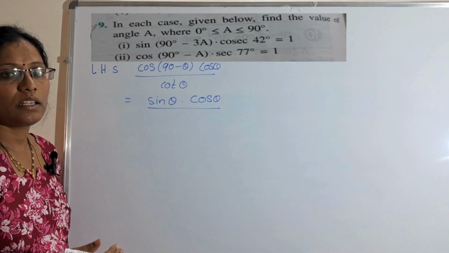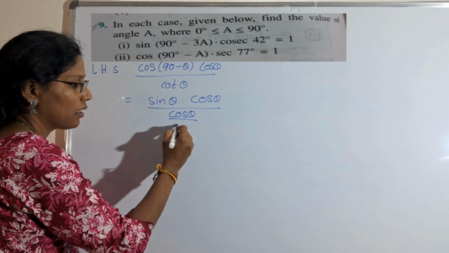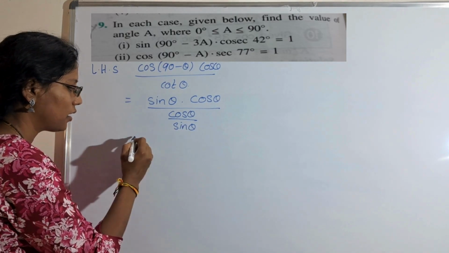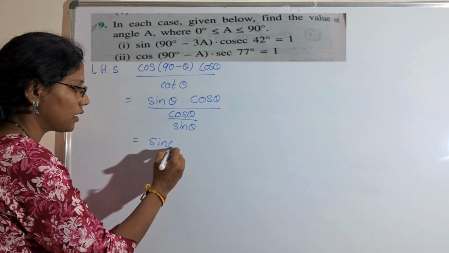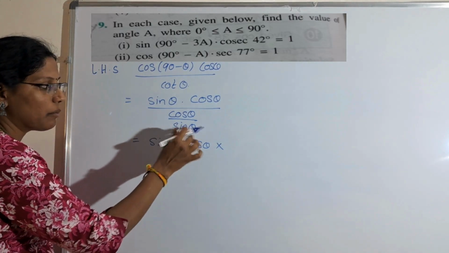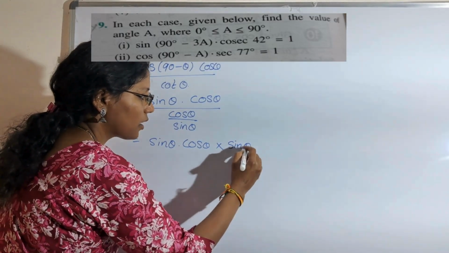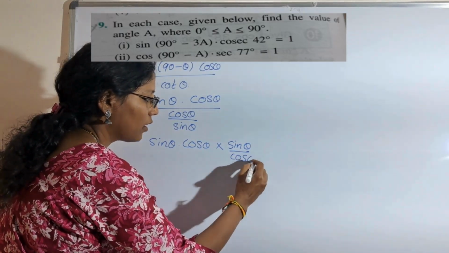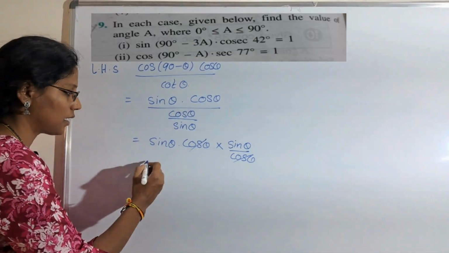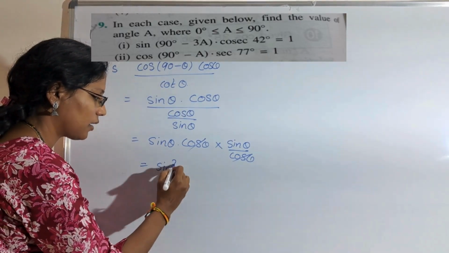We have to write in terms of sin and cos. Cos theta by sin theta is equal to sin theta into cos theta. The numerator as it is, you should write. And the denominator we have to shift to the numerator. Sin theta by cos theta, the reciprocal will come. Here cos theta cancels. Here sin theta into sin theta, sin square theta.